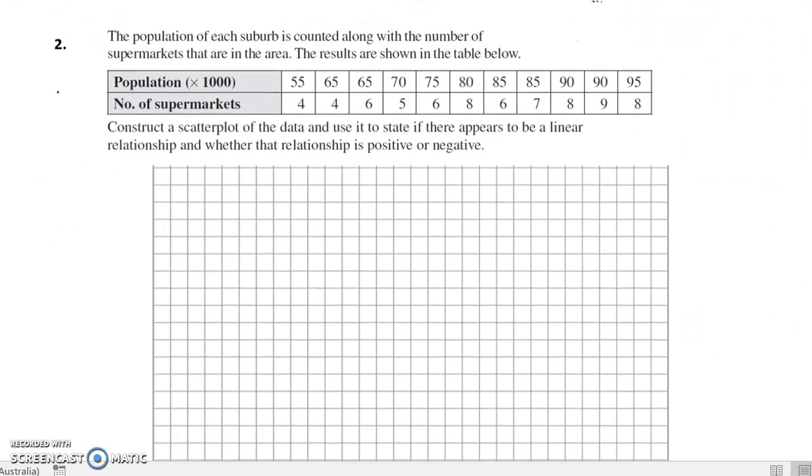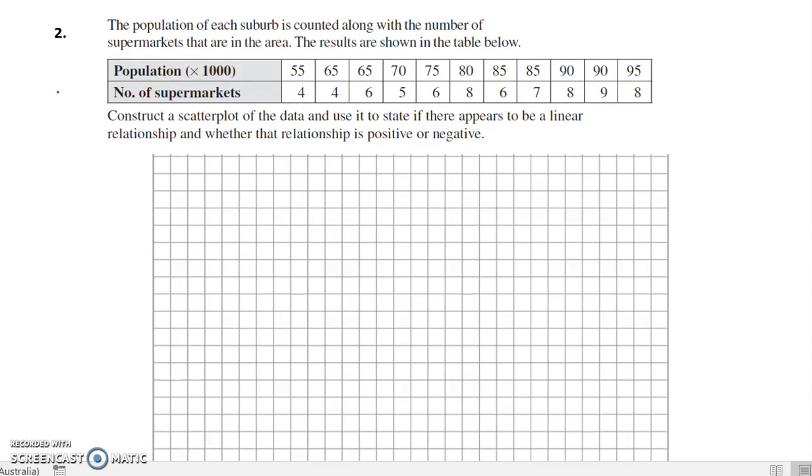All right, let's have a look at a typical example. It says the population of each suburb is counted along with the number of supermarkets in the area. So in this, we're looking at bivariate data. We're comparing population with number of supermarkets in that area. Okay. So in this question, we want to consider what it's asking us to do.